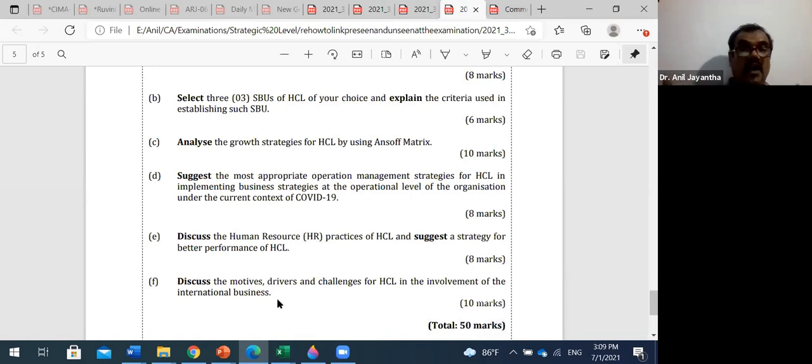So think that when we answer these corporate strategic business strategies, you can think about the issue or the questions from a very broader perspective, unless you have been directly forced or directed to a particular area. So for example, in the case of C, analyze the growth strategies by using Ansoff. So you don't have much freedom. So that's all. With that, we will conclude.